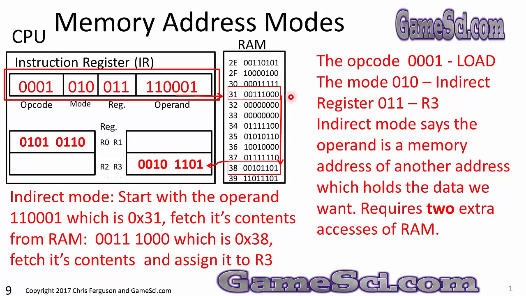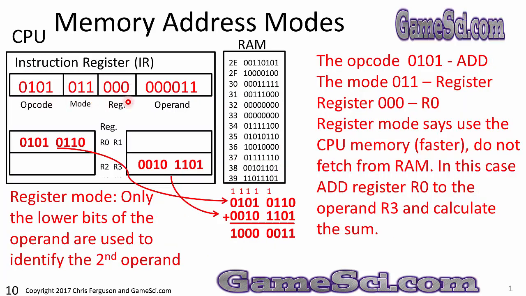So I fetch this memory address, which tells me to go to this memory address, grab the contents of this memory location, and load it into R3. Now, why R3? Because the 3 bits in the register part of the IR said use R3. That is indirect mode. Fetch one memory address to get another memory address, and the contents of that memory address should be loaded into the CPU.